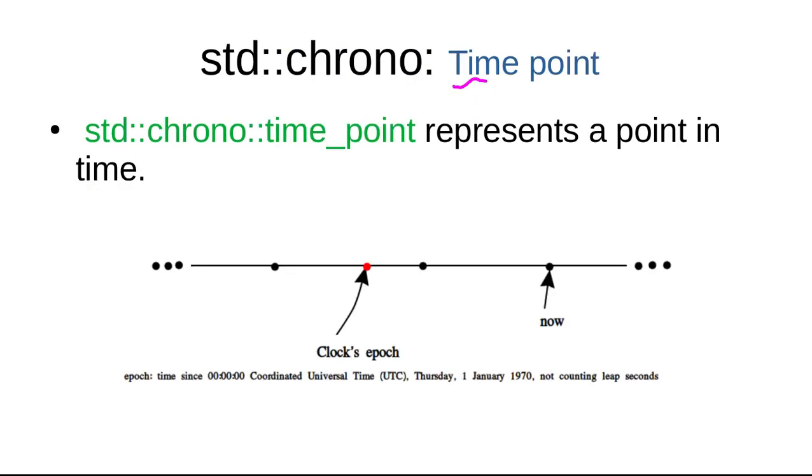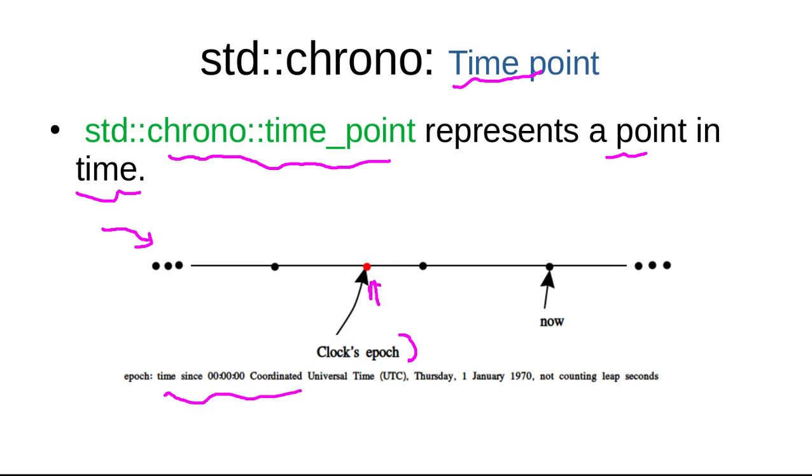Let's talk about time point. A std::chrono time point represents a point in time. What does that mean? Suppose that we have this line that represents the timeline, and we have a clock that has a start point or epoch, usually in Unix systems this is the value of the starting point. And so a std::chrono time point is any point on this line.